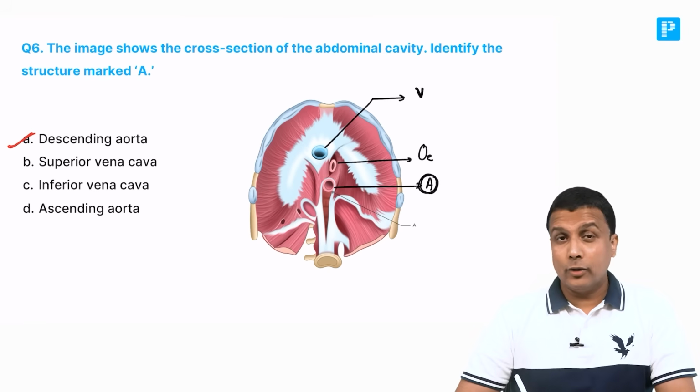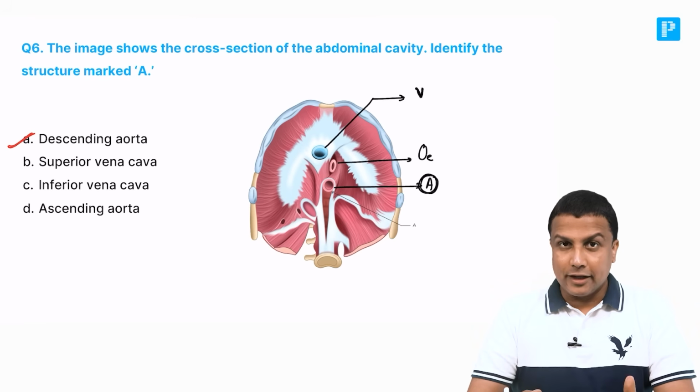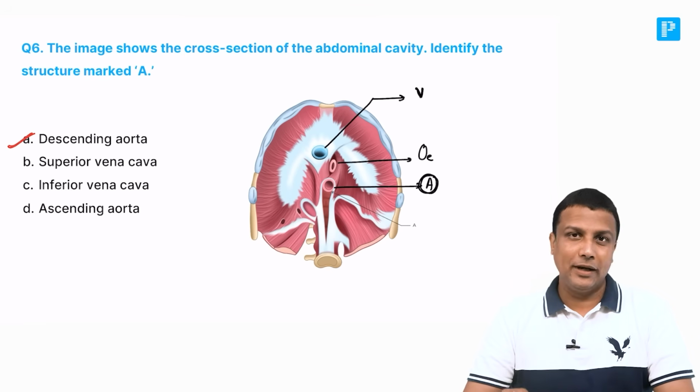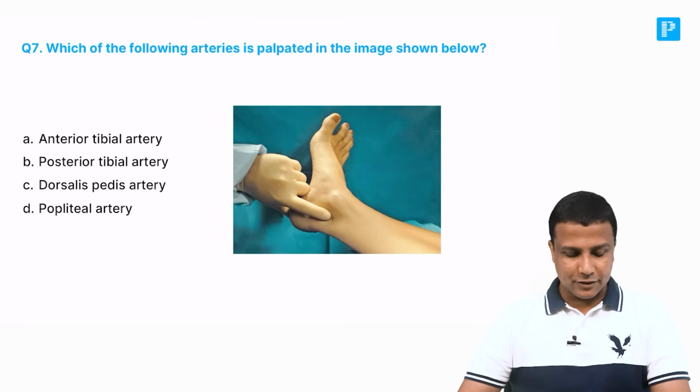Now, not only the descending aorta, along with the aorta there will be even the azygous vein passing from here along with the thoracic duct. The azygous vein and the thoracic duct along with the aorta are going to pass through the aortic opening of the diaphragm. So, option A will be the right answer here. Moving on to the next question.